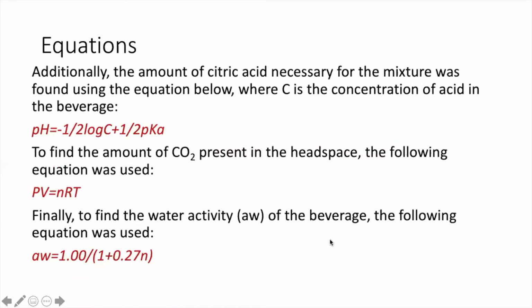Additionally, the amount of citric acid necessary for the mixture was found using the equation below, where C is the concentration of acid in the beverage. To find the amount of CO2 present in the headspace, the following equation was used. And finally, to find the water activity of the beverage, this following equation was used.